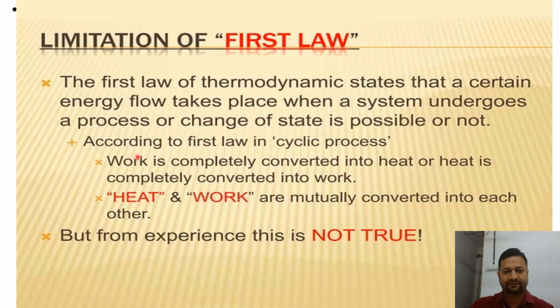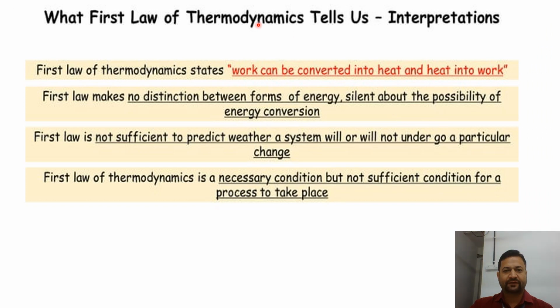So what the first law says is that work is completely converted into heat, or heat is completely converted into work. So heat and work were mutually convertible, that we saw in the Joule experiment. But by experience, in the real world, this is not possible every time. Work can be completely converted into heat because work is a high grade energy and heat is a low grade energy, but complete conversion of heat into work is never possible. That we will study today in the second law of thermodynamics. Is it clear?